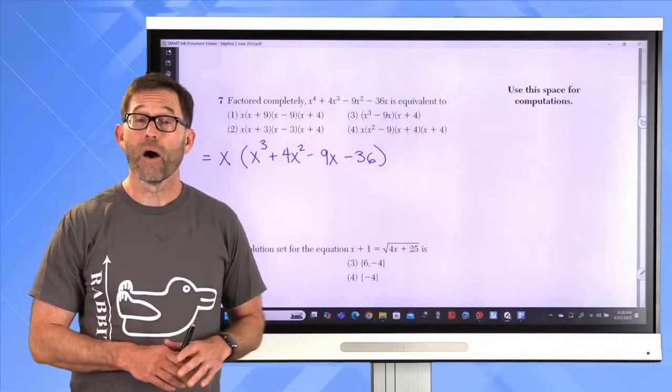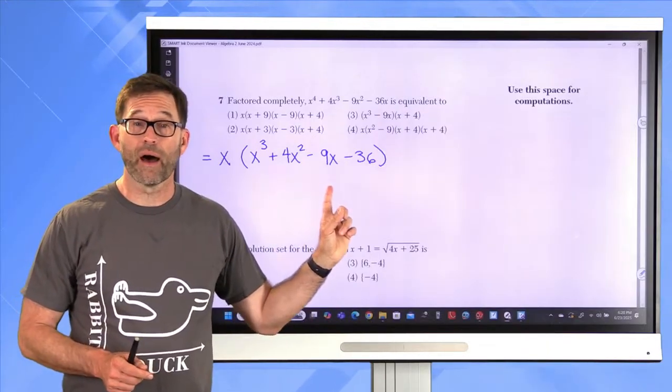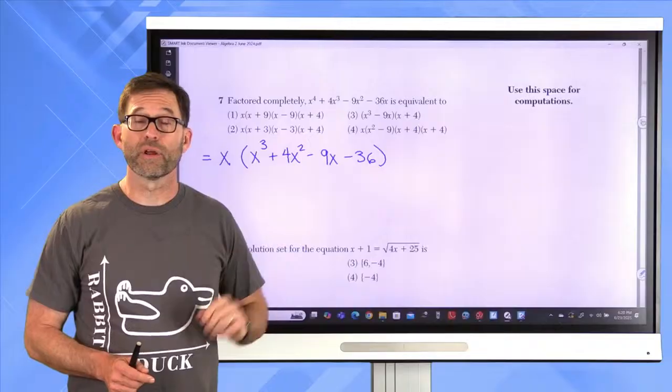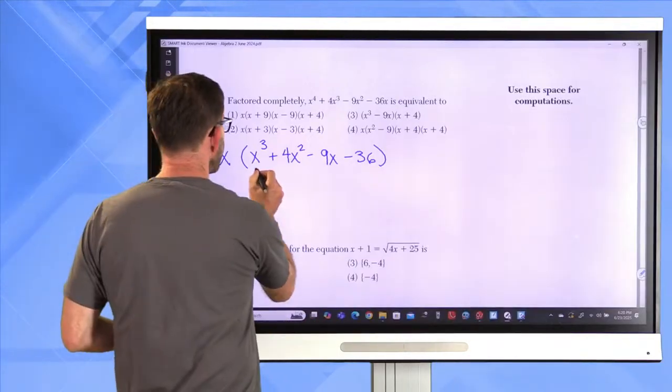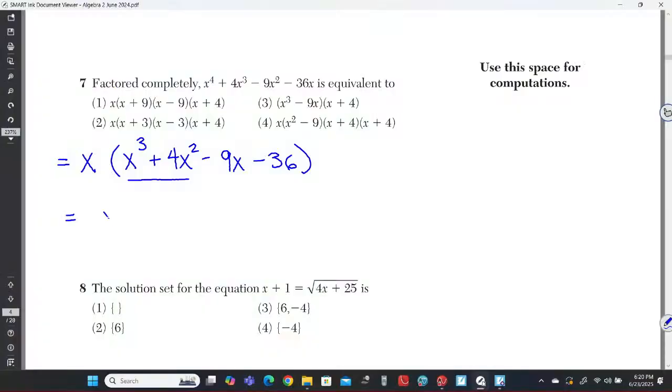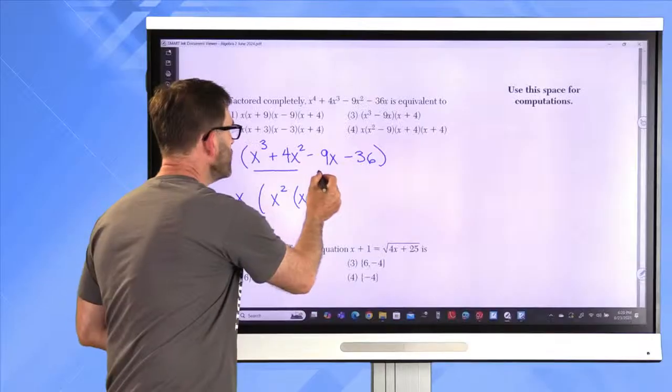All right, now I'm going to take a look at the stuff inside, and I'm going to work on factoring that by using grouping, right? And remember, the way that we use grouping is we generally take the first two terms and we factor out what we can factor out of those, which is an x squared, and then I'd have x plus 4.